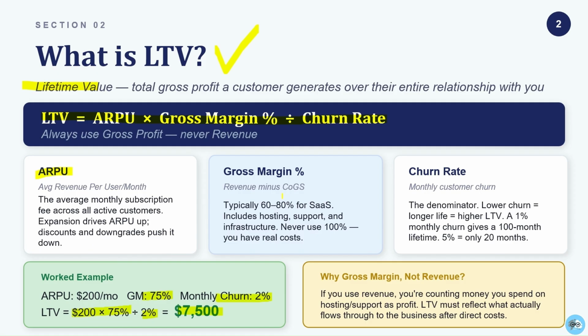Now, one thing to note here is why gross margin and not revenue? Why take gross margin at all? Why not just use ARPU divided by churn rate? Because if you use revenue, you're not accounting for the money you spend on hosting or support. LTV must reflect what actually flows through the business after direct costs. So by taking gross margin and not only revenue, we are deducting all the expenses that we have made to reach here.